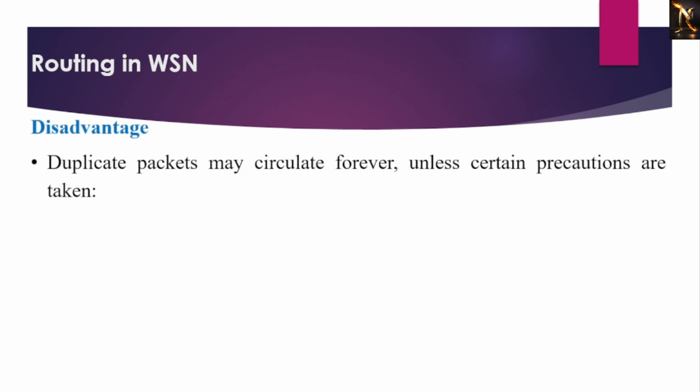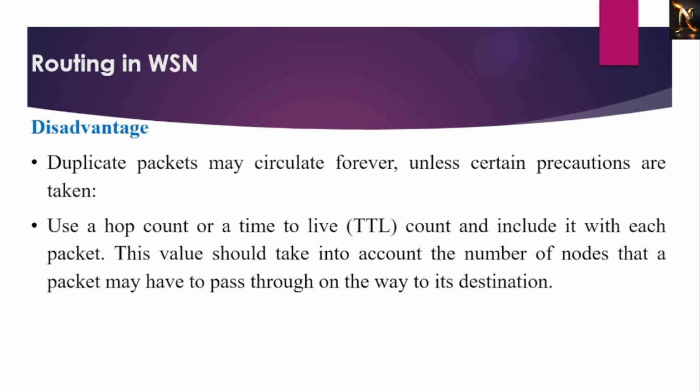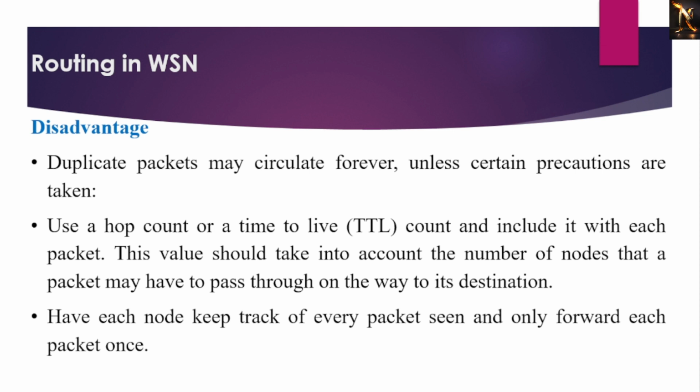To mitigate potential issues in flooding, precautions can be taken, such as implementing a hop count or time to live (TTL) count with each packet, considering the number of nodes the packet may traverse. Having each node track every packet seen and forwarding each packet only once. Enforcing a network topology without loops to prevent endless circulation of duplicate packets.